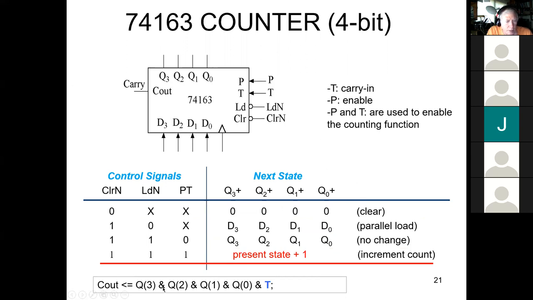Q3 and Q2 and Q1 and Q0 and T. And that gives you the carry out. Carry out's just a single bit. So if all these are ones and the T is a one, then you'll generate a carry out. And that's when you ripple to the next 4-bit nibble.